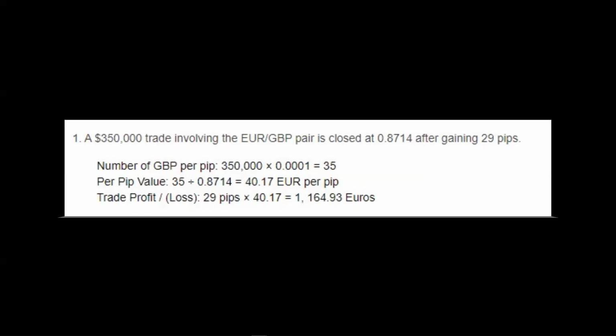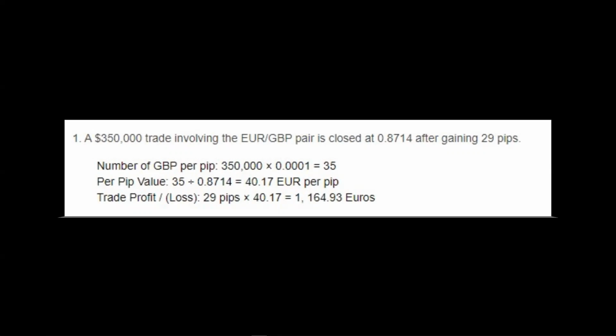Second, calculate the number of base currency, or euro per pip. Divide the number of GBP per pip from step 1 by the closing exchange rate to arrive at the number of euro per pip. So that's 35 divided by 0.8714, and that'll give us 40.17 euro per pip.